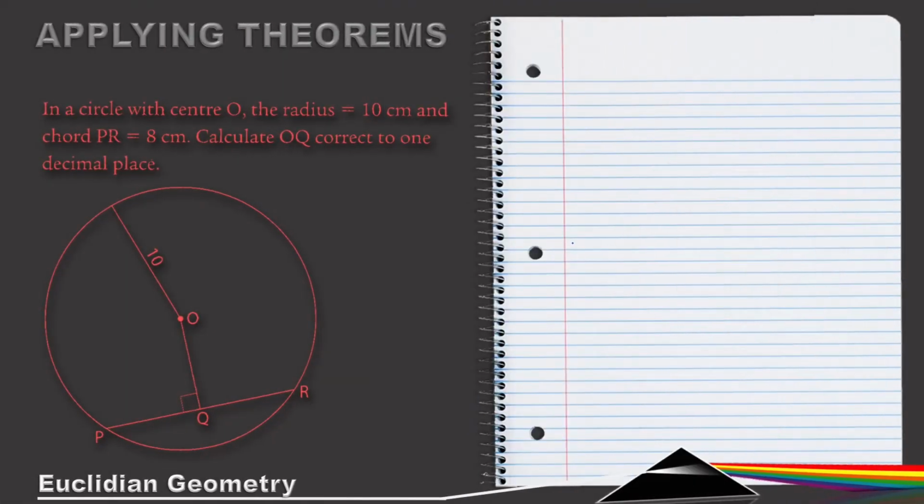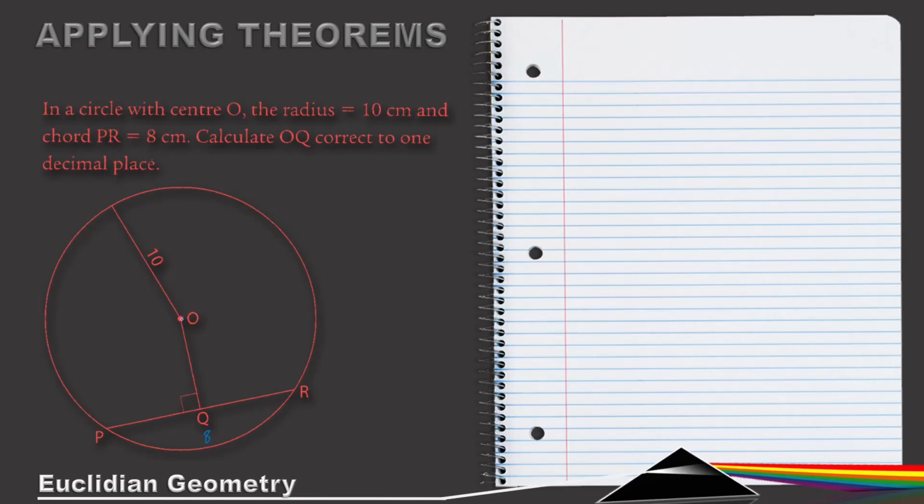So this is one for you to do. It says, in circle with center O, the radius is 10 centimeters, and the chord PR is 8. So PR is 8, we can just make that in pencil. And then calculate OQ correct to 1 decimal place. So OQ is this one from the center of the circle.